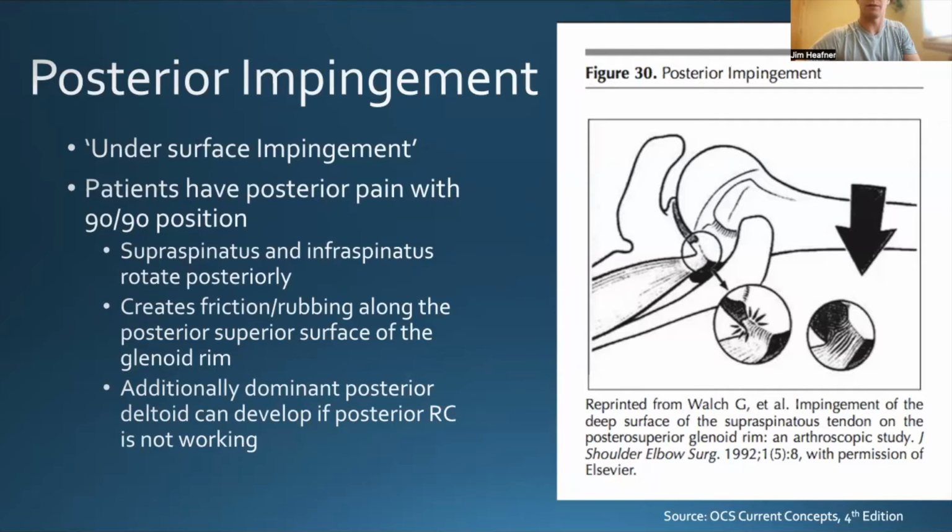Additionally, we were talking about force couples earlier. The person who has a really dominant posterior deltoid can often develop some of this posterior impingement if the supraspinatus and infraspinatus aren't locking or holding the glenohumeral joint into position. These 3 types of impingement can be tricky. I want you to know that oftentimes people will come in with a diagnosis of impingement, and then we need to determine what the underlying tissue structure is that is causing that impingement.